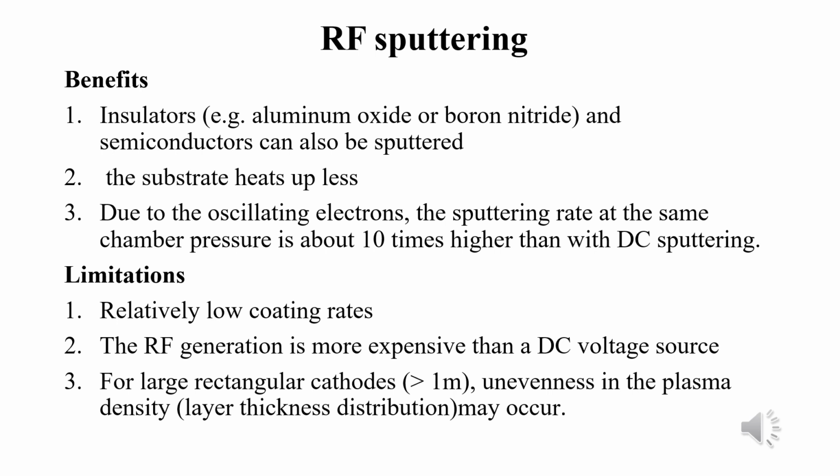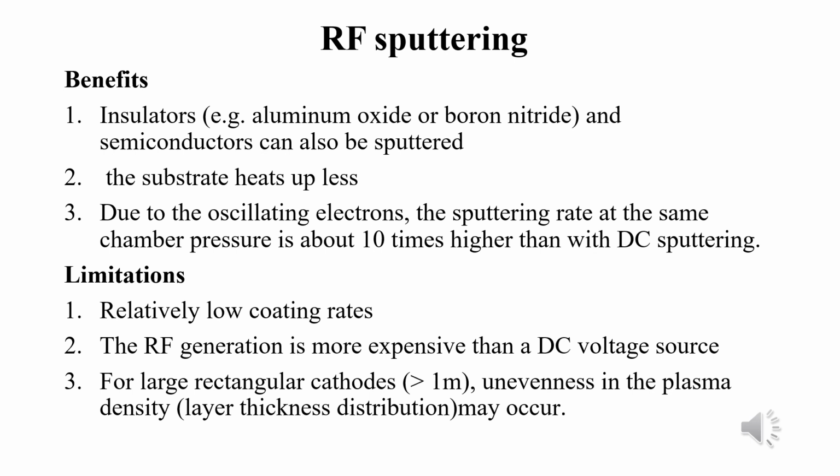Now we will discuss the benefits of RF sputtering. First of all, insulators like aluminum oxide or boron nitride and semiconductors can be sputtered. And second, the substrate heats up less, and due to the oscillating electrons, the sputtering rate at the same chamber pressure is about 10 times higher than with DC sputtering.